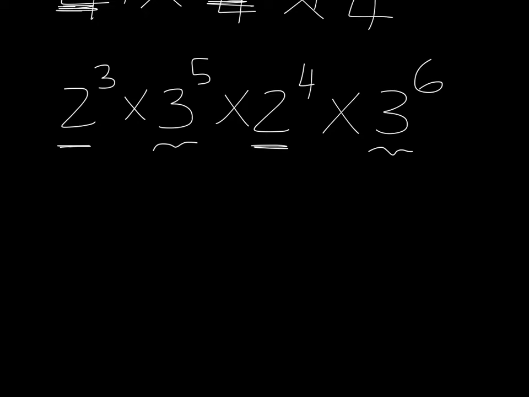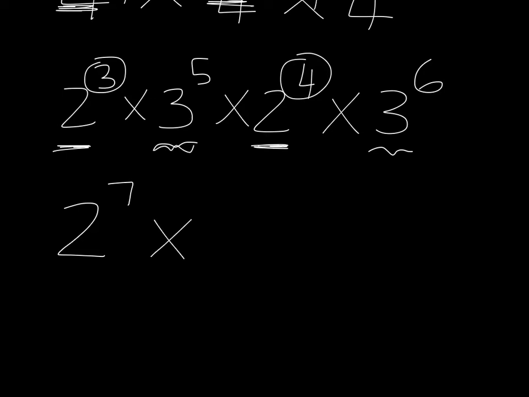Okay. So we've got 2 to the power of 3 and we've got 2 to the power of 4. We keep our base. We keep it as 2. We add our indices. So we've got a little 3 and we've got a little 4. 3 and 4 give you 7. Multiplied by, we're going to keep this base. So we're going to keep that 3. And we're going to add the 5 to the 6, which gives us 3 to the power of 11.